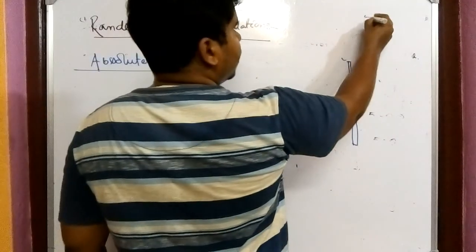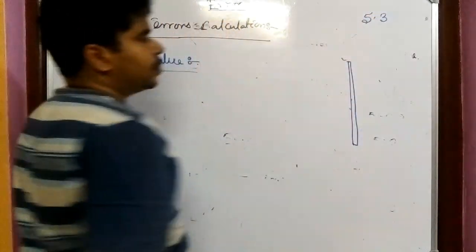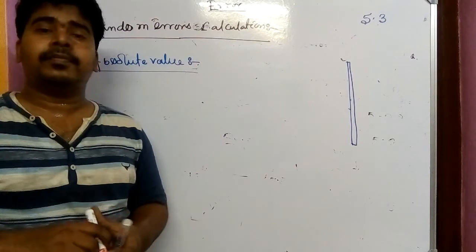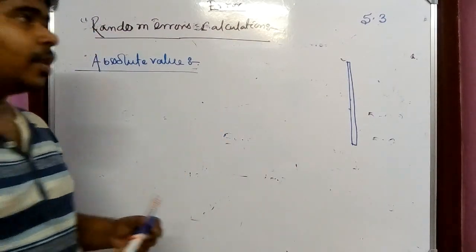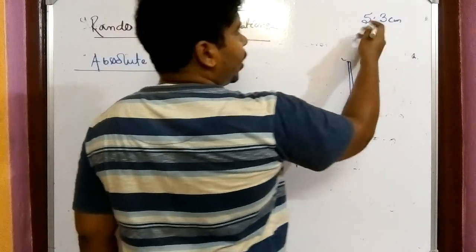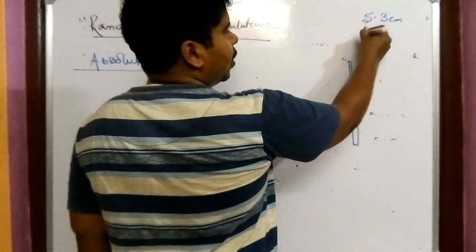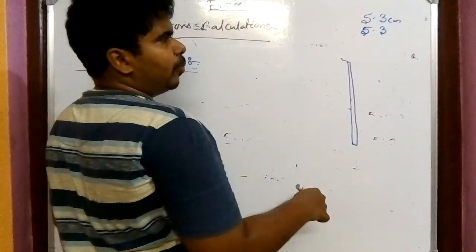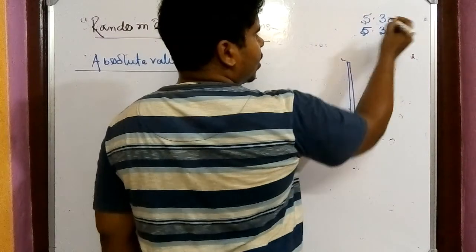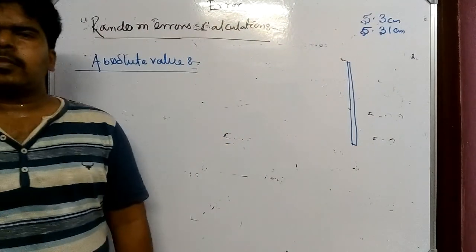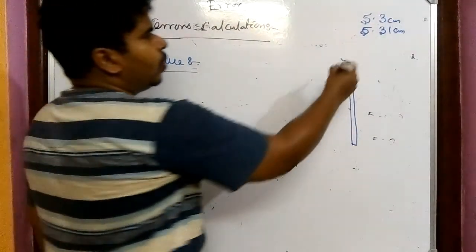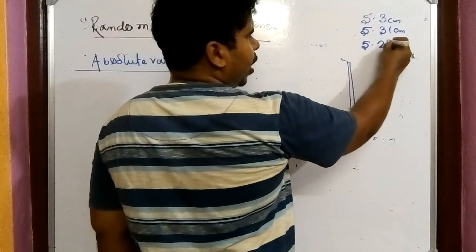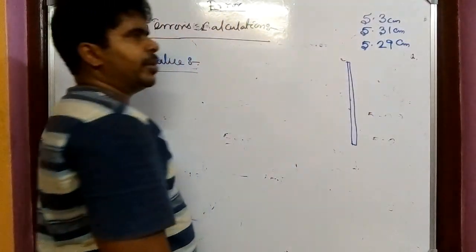Assume you have said, sir, the length is 5.3. Next day, you have again come. I have told you again to measure the stick. You have said, sir, today it is 5.3 centimeter, as told already. Another day you have said, sir, it is a little more than 5.3, so we can take it as 5.31 centimeter. Next day, when you measured it, you said, sir, today it is 5.29 centimeter.